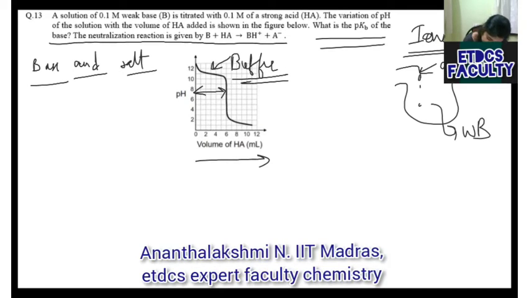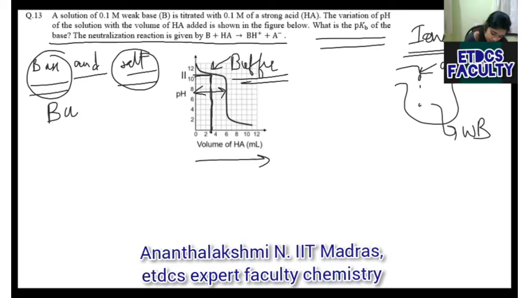And exactly at 3 ml, here. And this is 11. At this point, the concentration of base and the salt will become equal. And that point is called the buffer point. And there is a way to find the pKb also.